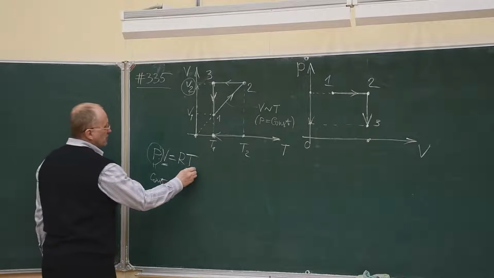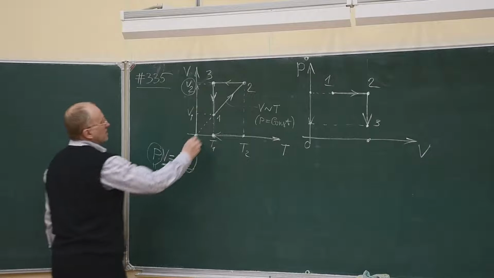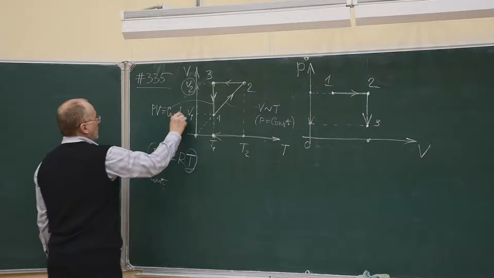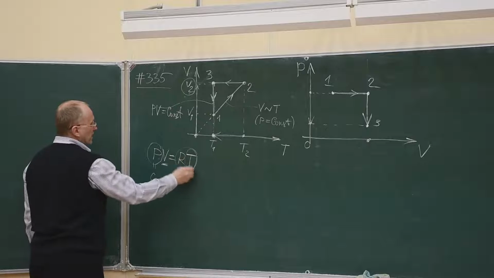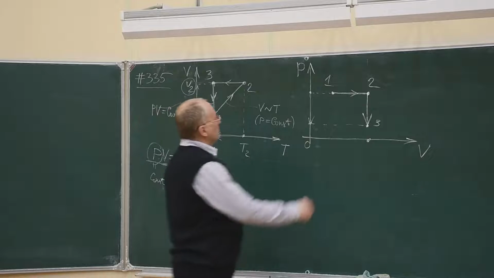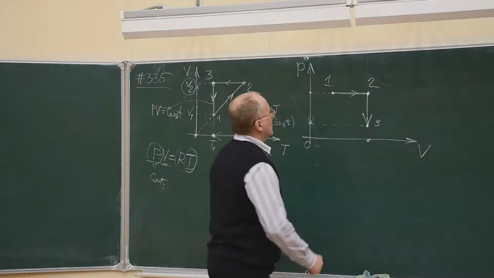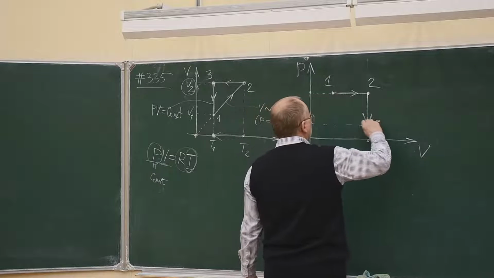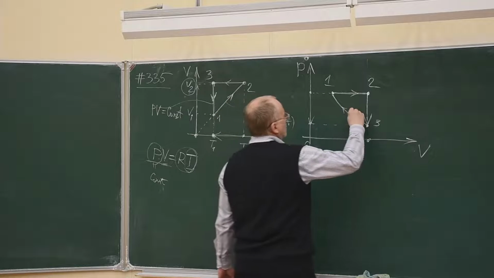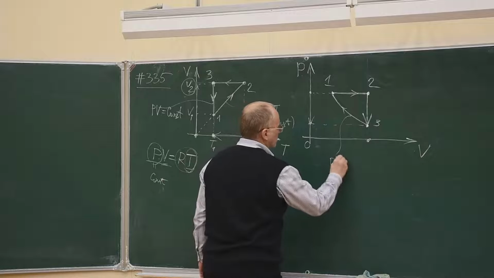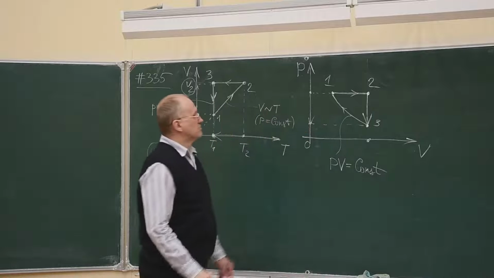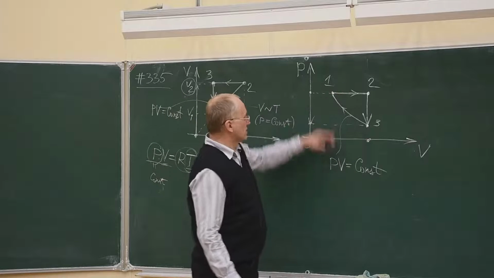And again, if temperature is constant, then during this process, PV is constant. If temperature is constant, then PV is constant. The product of pressure and volume here on this diagram is constant, and such a curve is a hyperbola. And on this curve, the product of pressure times volume remains constant. The volume decreases, the pressure increases.